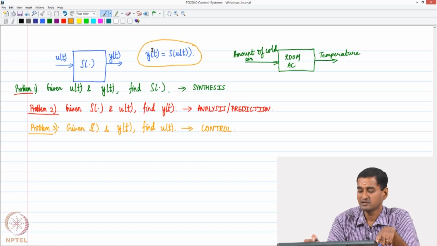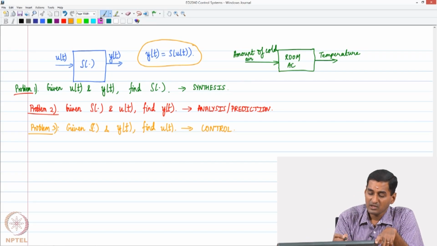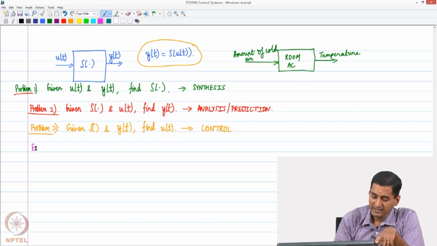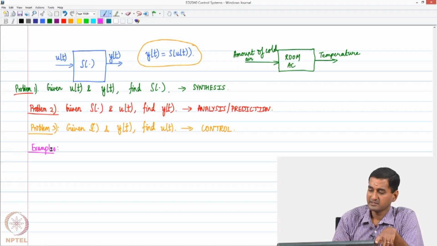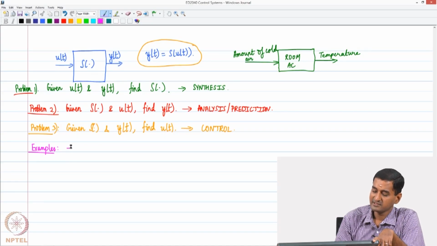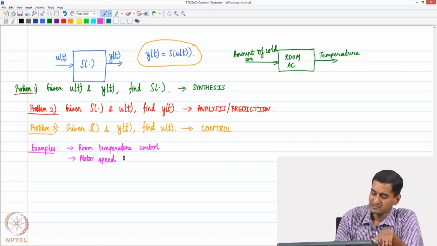So that is the problem of control. Okay. So what are a few examples of control like that we can essentially look at? We have already looked at room temperature control, right. So that's one example that we have discussed. We have also looked at an example where we want to control the motor speed of a motor, right.